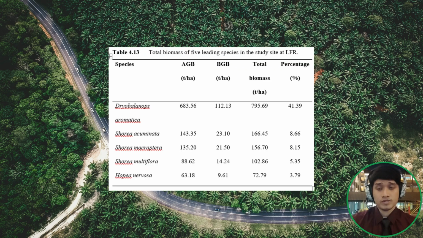Based on the 4 elements that have been studied, it is concluded that Triobalanops aromatica has the highest total biomass that can be obtained per hectare, which is 795.69 tons per hectare, equal to 41.39%.